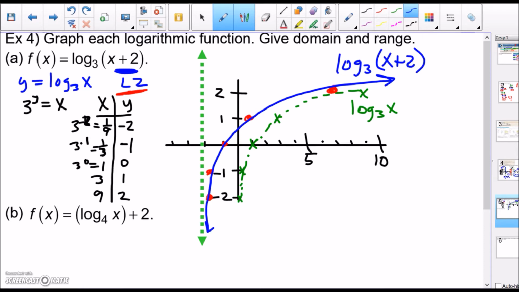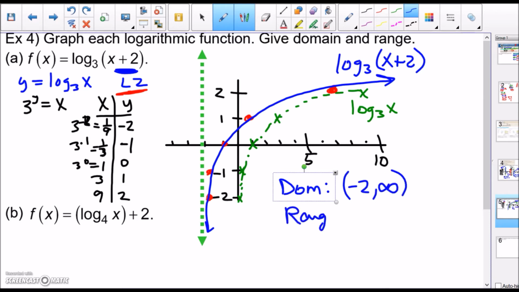As for domain and range, okay, domain, if you squash that on the x-axis, we're going to cover everything to the right of -2. There's where that asymptote is, so it's -2 to infinity. The range is going to be all real numbers.